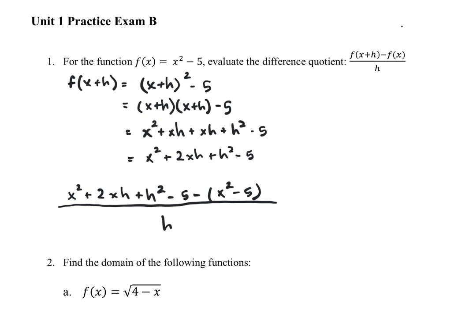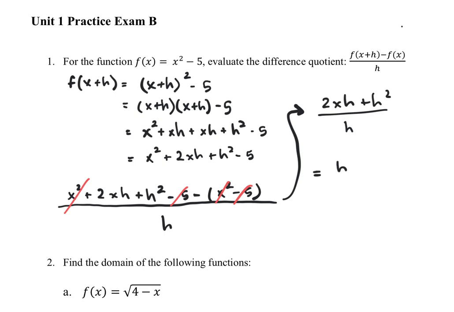divide by h. Now, negative x squared, positive x squared, they're going to cancel. This minus negative 5 becomes a plus 5, which will cancel with that. So x squared, this positive 5 and that negative 5 cancel. So we're left with 2xh plus h squared divided by h.